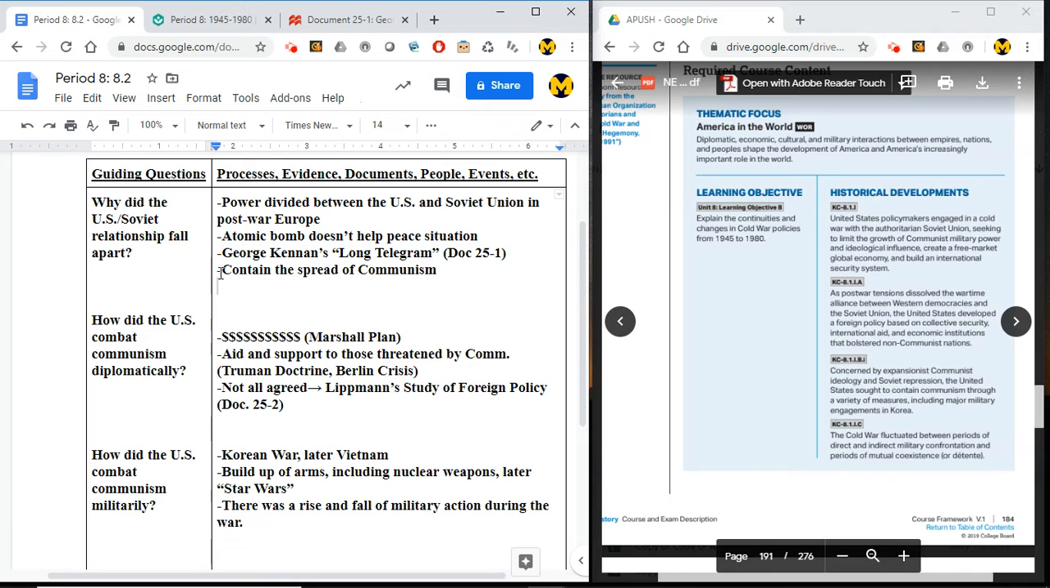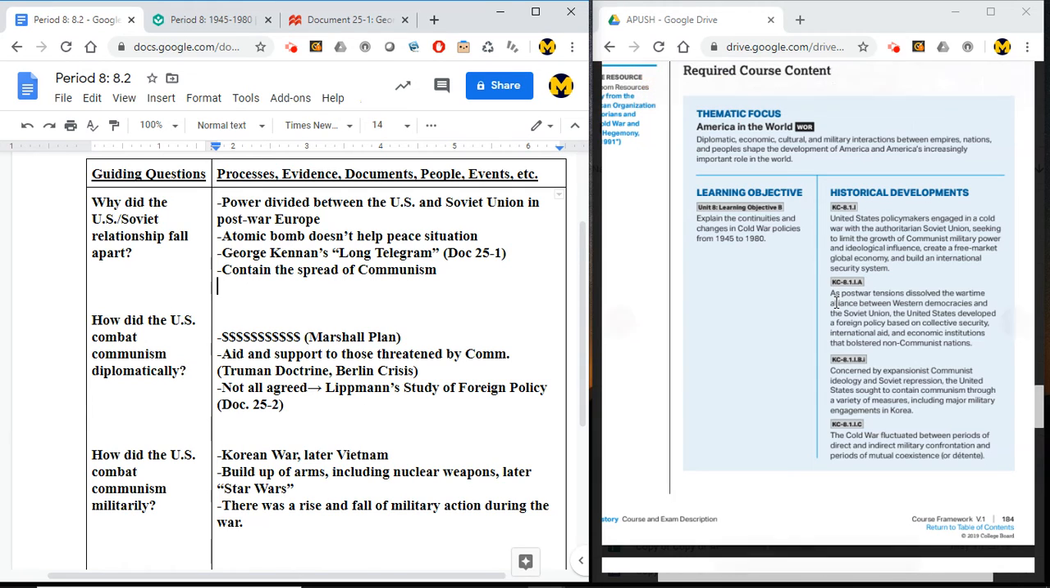Okay, and bottom line, the U.S. had to contain the spread of communism. That policy did not make the Soviets happy. And so we see that relationship fall apart as time goes on. It really falls apart quickly at the end of the war.